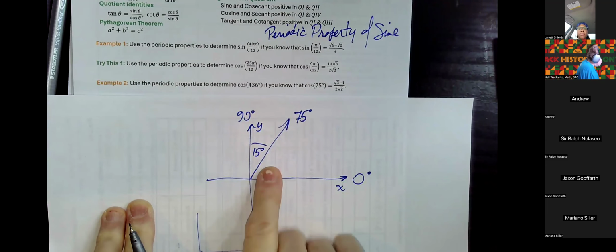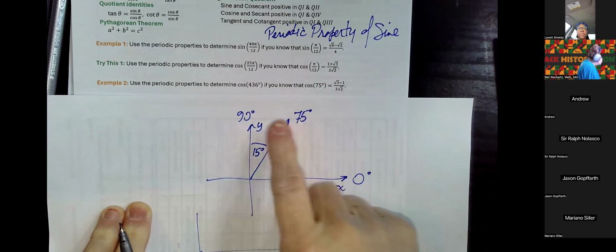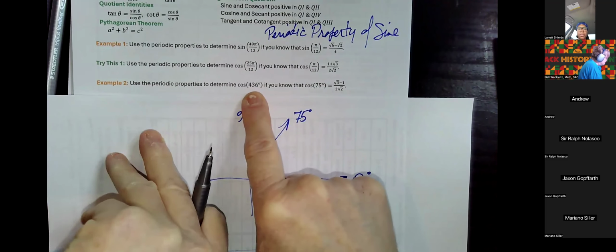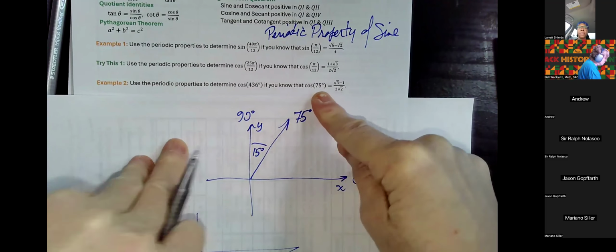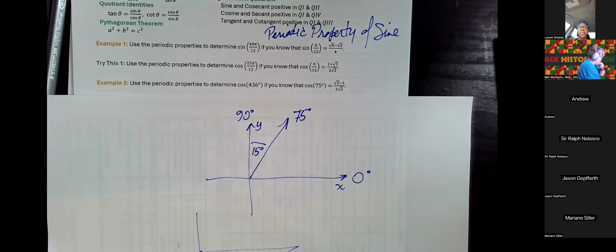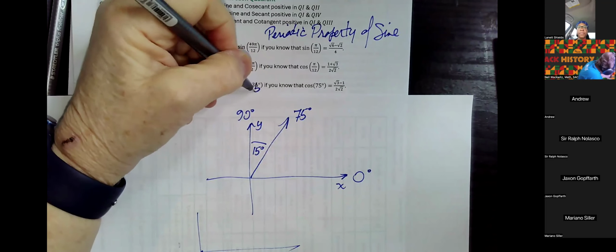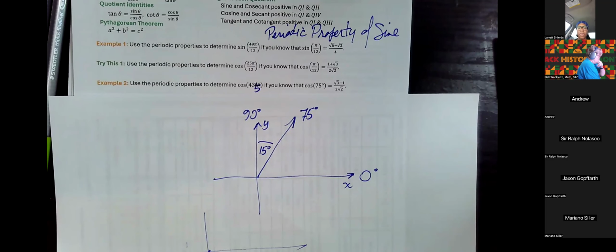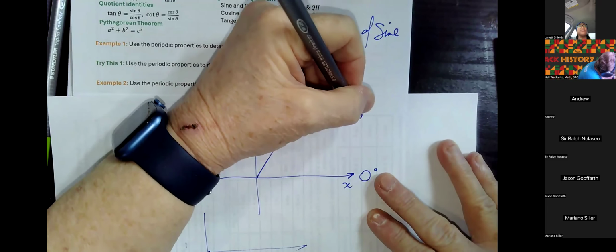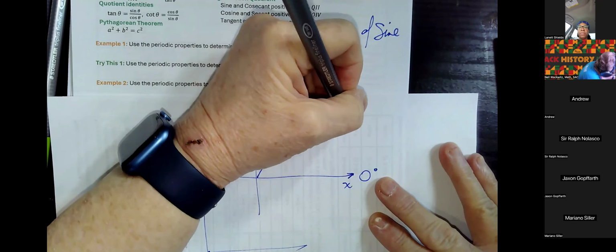How can we prove that the cosine of 435 and the cosine of 75 are going to be the same? I think this should be a 75. We can add or subtract 360 degrees. Very good. So we've got 435 minus 360.